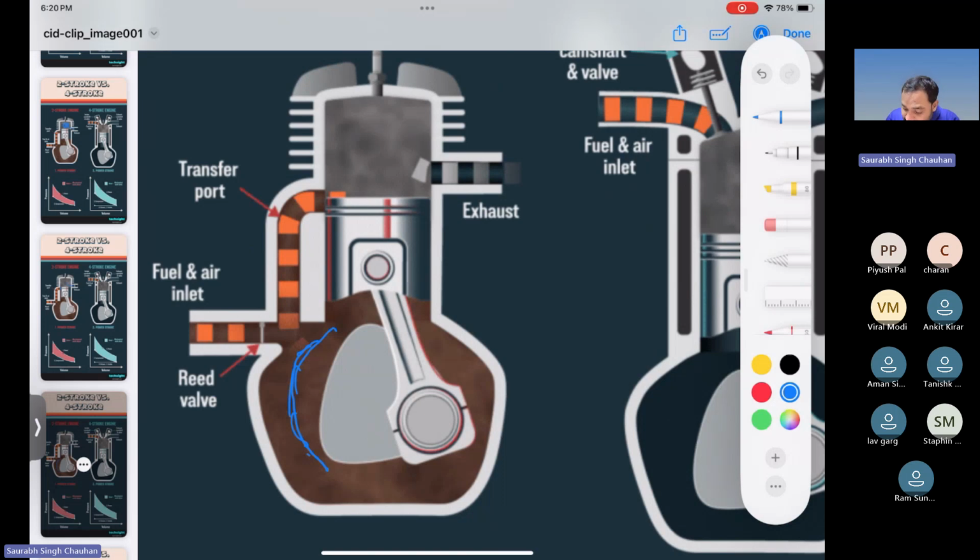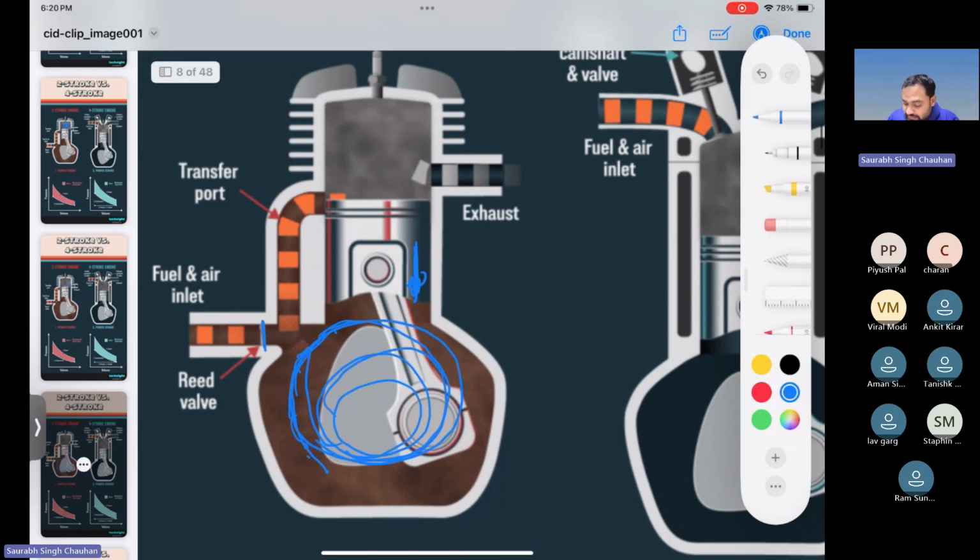Now since the piston is coming down and the intake port is closed, it is compressing the content in this space. Whatever is in the crankcase, that is basically air fuel mixture, is being compressed. Because of the pressure difference, a higher pressure is created there, so it will start going to the cylinder chamber through the transfer port, right?